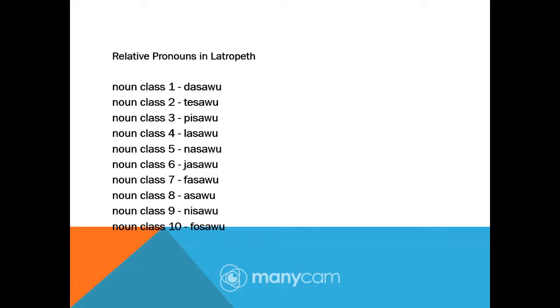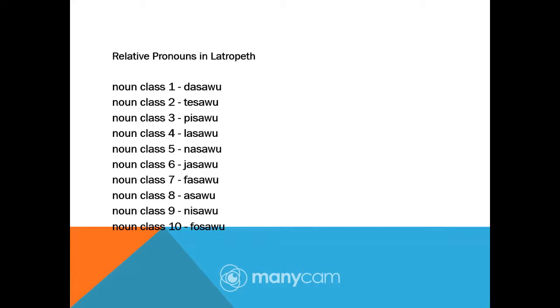In the relative clauses, the relative pronouns will refer back to a noun in a main clause, and they will cross-reference the noun by way of noun class. The relative pronoun will cross-reference the noun in the main clause, and it'll cross-reference it by noun class.